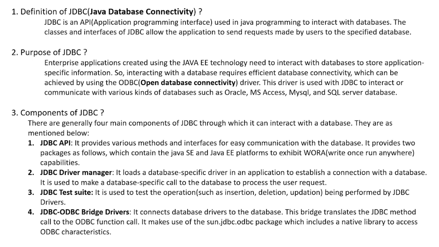Question 3. Components of JDBC. Answer. There are generally 4 main components of JDBC through which it can interact with a database. They are as mentioned below. JDBC API, it provides various methods and interfaces for easy communication with the database. It provides 2 packages as follows, which contain the Java SE and Java EE platforms to exhibit write once run anywhere capabilities. JDBC Driver Manager, it loads a database-specific driver in an application to establish a connection with a database. It is used to make a database-specific call to the database to process the user request.